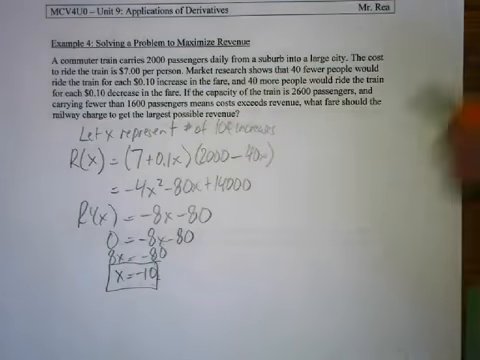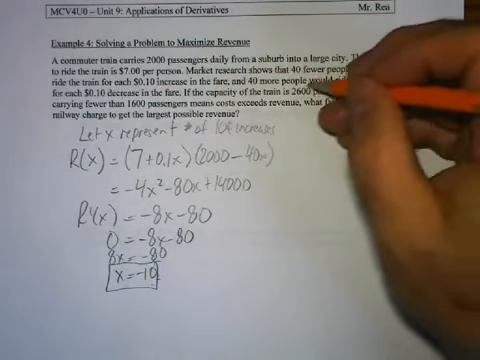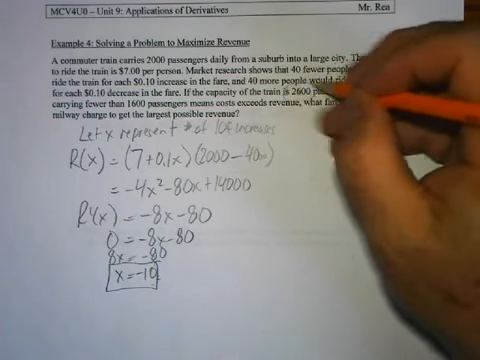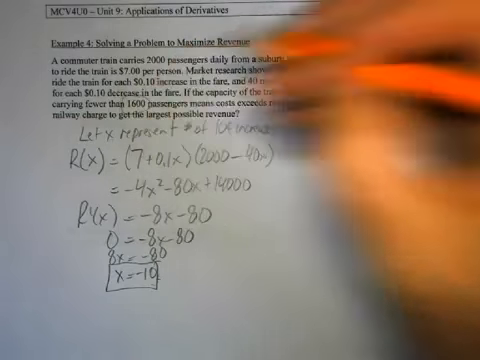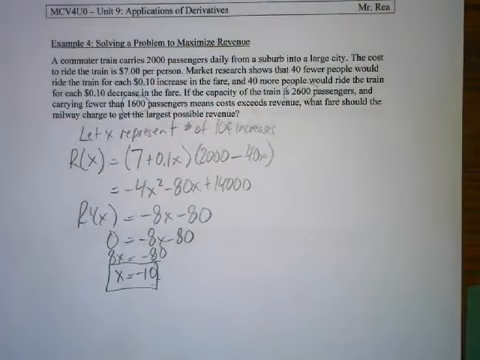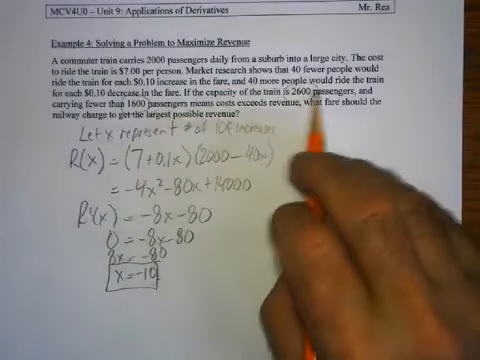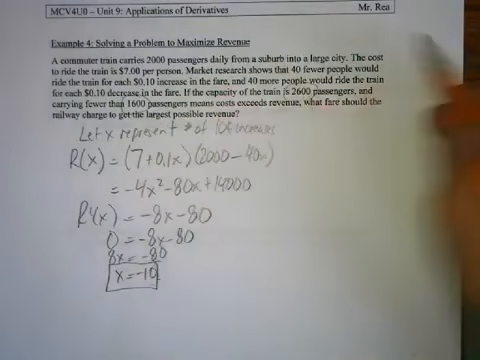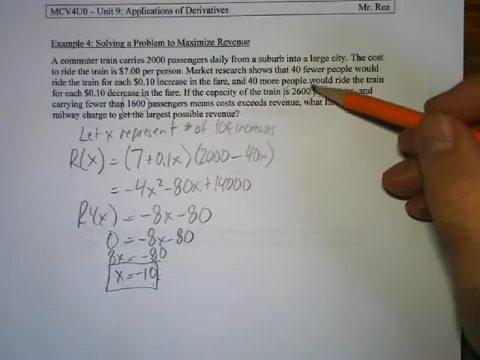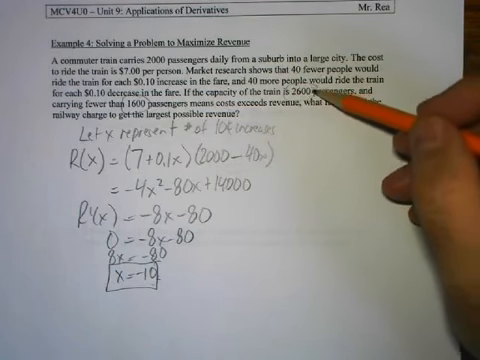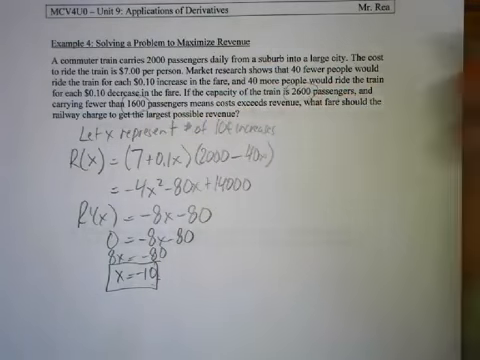So what I want to do now is talk about these restrictions. We can't have any more than 2,600 passengers, and we can't have any fewer than 1,600. Okay, so how does that affect X? Because this is passengers, this is not the value of X. So we have to relate, what's the restriction on X for that number of passengers? Okay, so we get that from here.